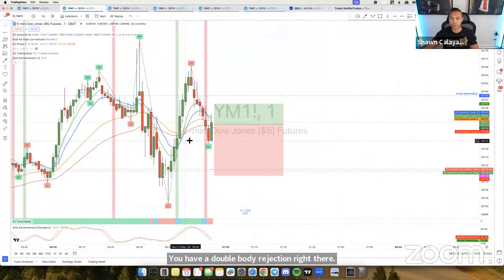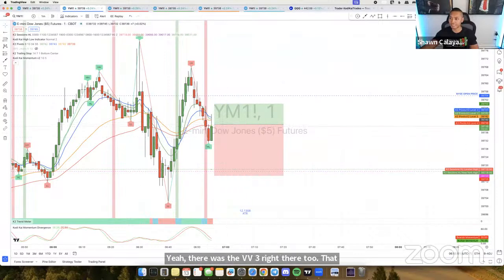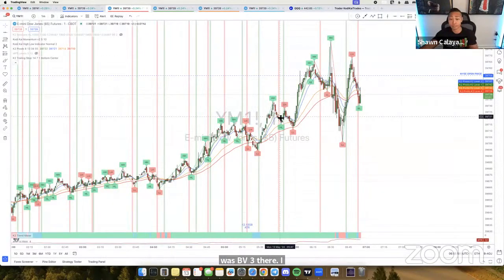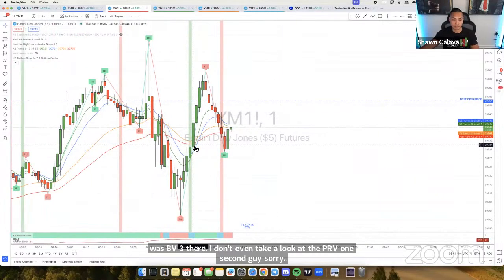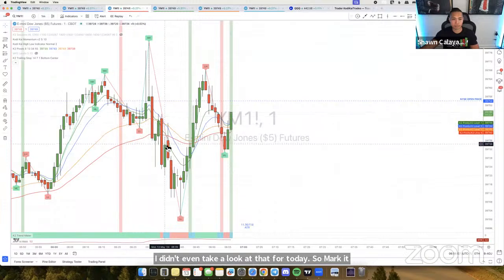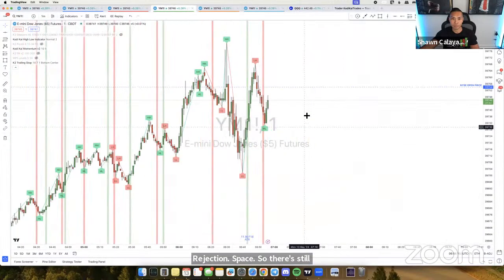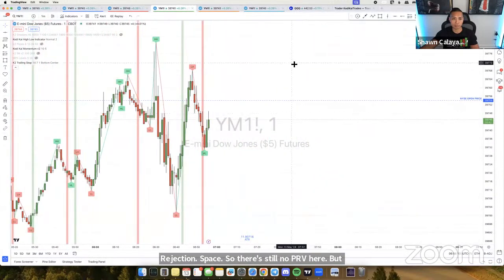Yeah, and there was the BB3 right there too that Sadie and John just mentioned. I didn't even notice there was a BB3 there. I didn't even take a look at the PRB. One second, guys, sorry. I didn't even take a look at that for today. So market opened over here. Rejection, space. So there's still no PRB here, but the BB3 looks like it did come up right here.